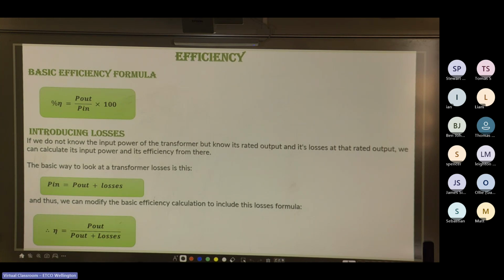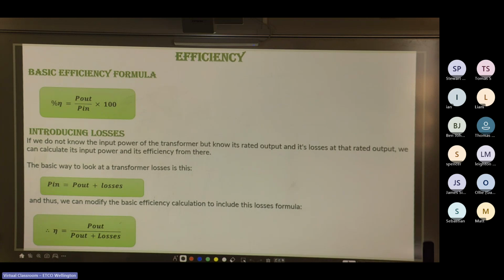And then we can talk about efficiency. So the basic efficiency formula is percentage N equals P out divided by P in times 100. So basically the output power divided by the input power times 100, and that gives your efficiency percentage. So introducing losses, if we do not know the input power of the transformer, but know its rated output and its losses at the rated output, we can calculate its input power and its efficiency from there.